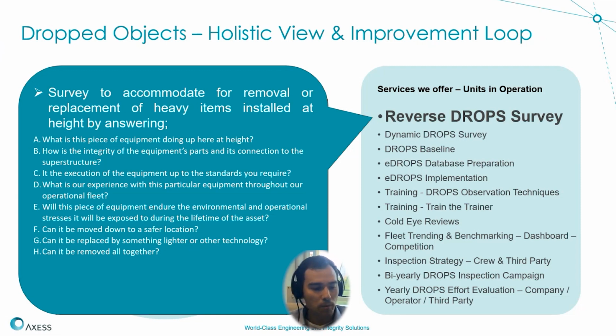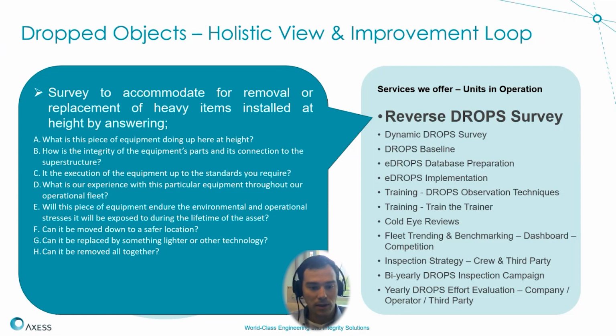So what is this equipment doing up there? We go around and ask these kinds of things. How is it connected to the superstructure? Is that following the standards? How are the other rigs? If you have a sister rig, was this maybe improved in the other one? Can we move this item to a safer location? Can we get something lighter?